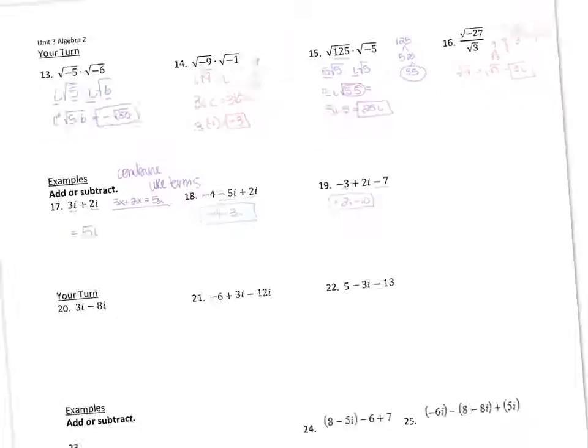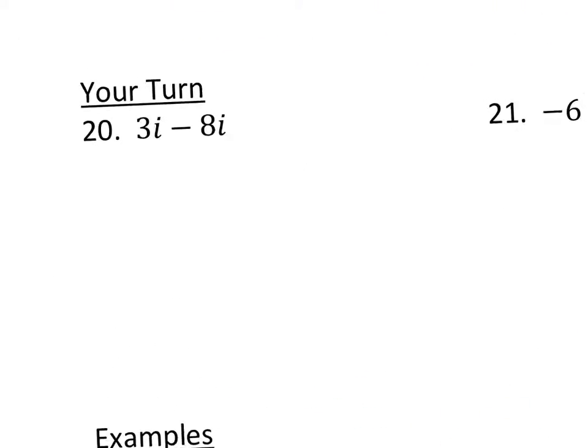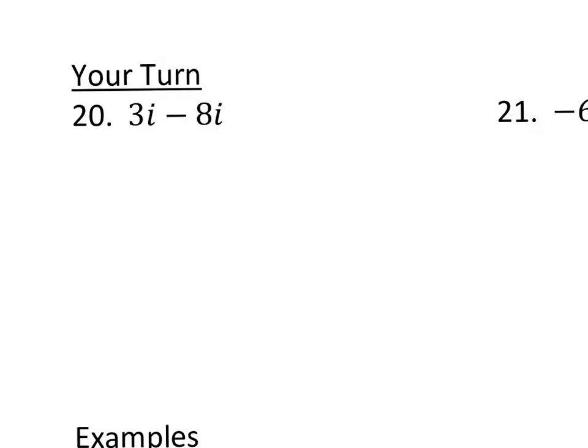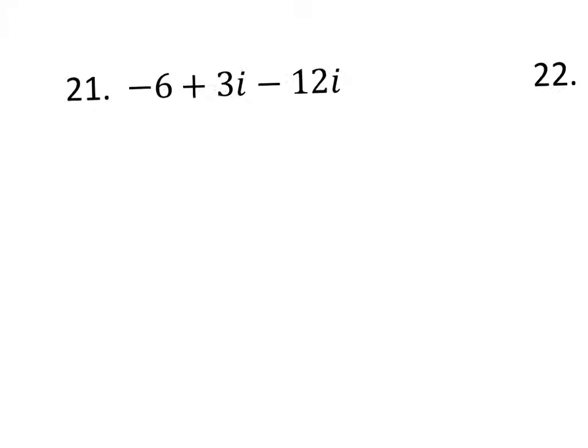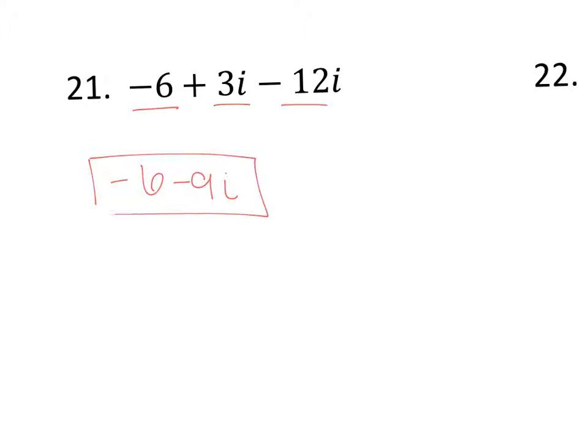What about if we go on to number 20? Number 20 is 3i minus 8i. Okay, well, I can combine them. 3 minus 8 is going to be negative 5i. What about number 21? Number 21, there are two things I can combine, which are 3i and negative 12i, but 6 I can't combine with anything, so I'm going to keep my negative 6. And a positive 3i minus a 12i is going to give me a negative 9i. That's the most I can reduce it.